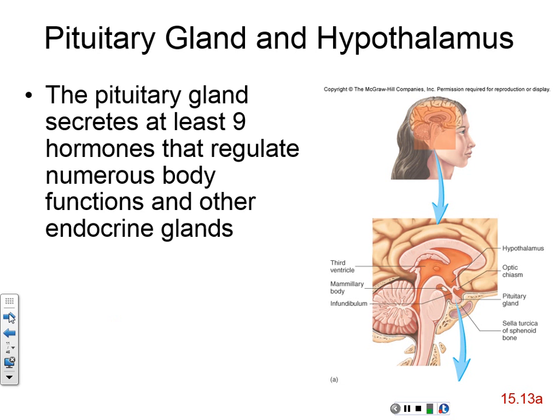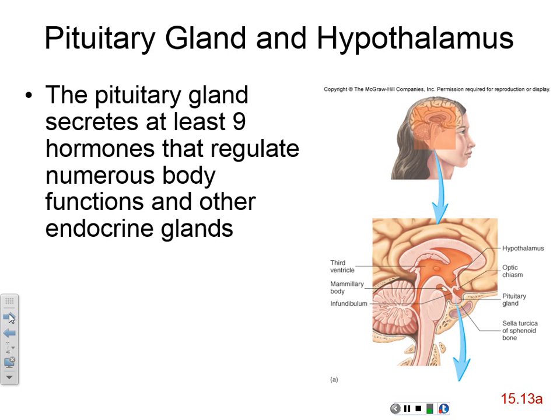All right, so there you go. So now the pituitary, we talked about it. It's one of those endocrine glands in the brain, and it regulates about 9 hormones. The pituitary produces them.